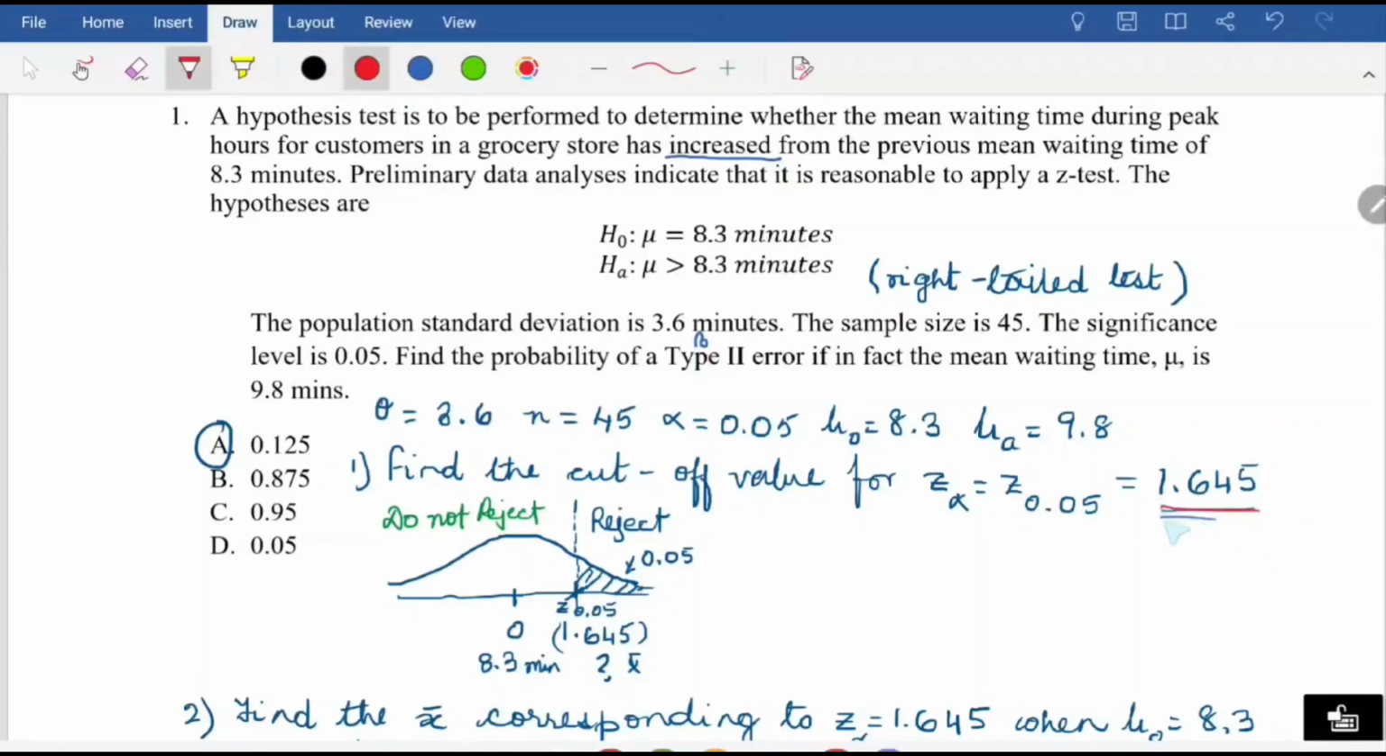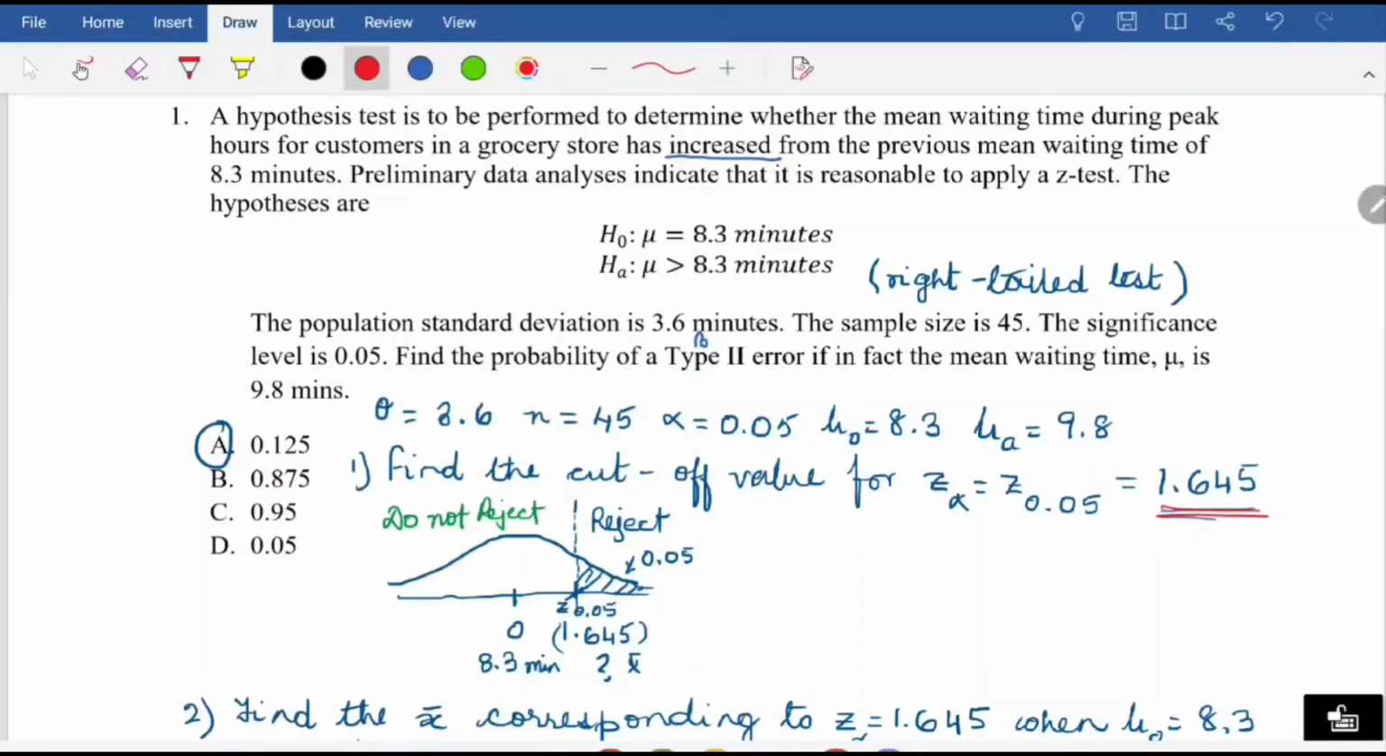Let me use a different color. 1.645. I've drawn a diagram. You should also do the same. Show where your z of 0.05 is. It's a right-tailed test, correct? It's a right-tailed test, so your reject region in the original hypothesis test would be on the right-hand side. Do not reject on the left. And the cutoff, the critical value, would have been 1.645.